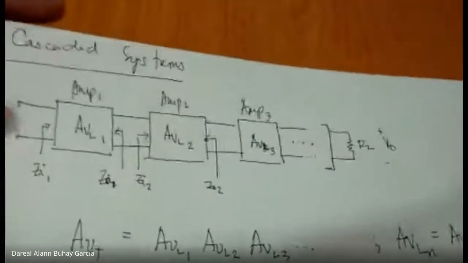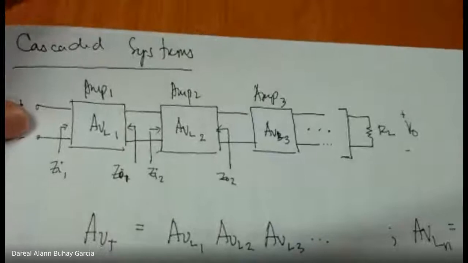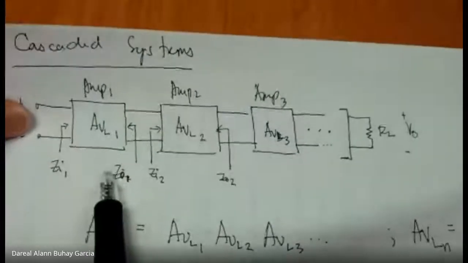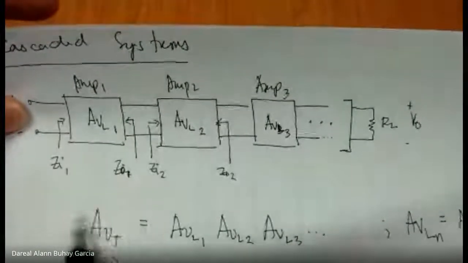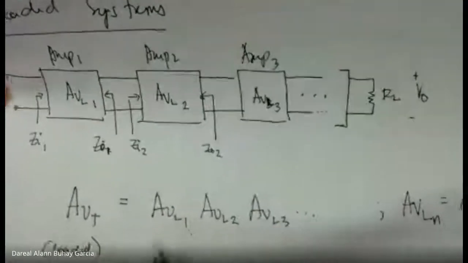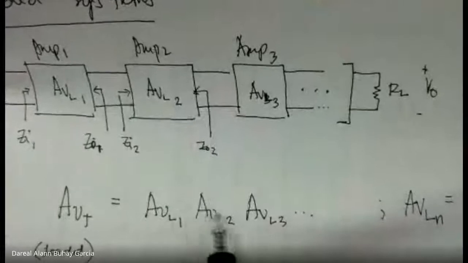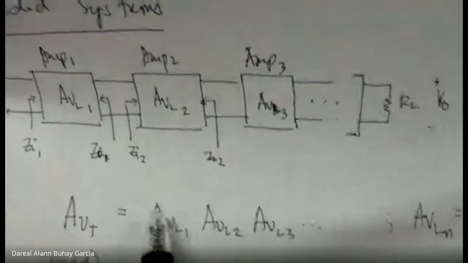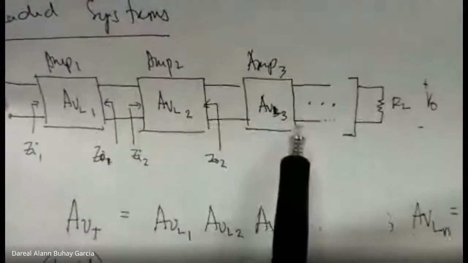For cascaded systems, again, this is just a review. The overall voltage gain of a cascaded system is just the product of the gains of the individual amplifiers.